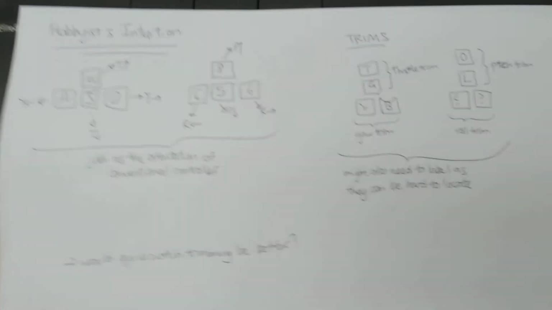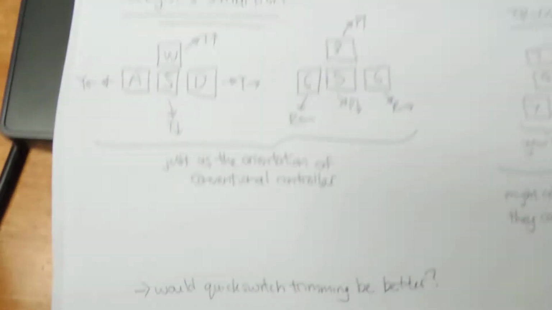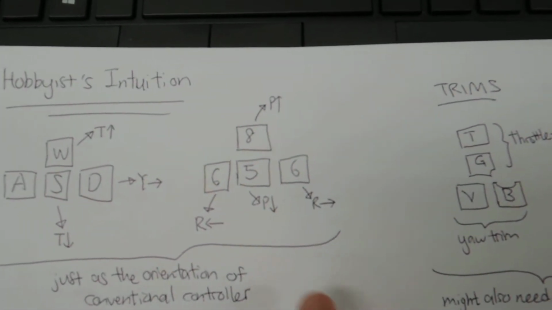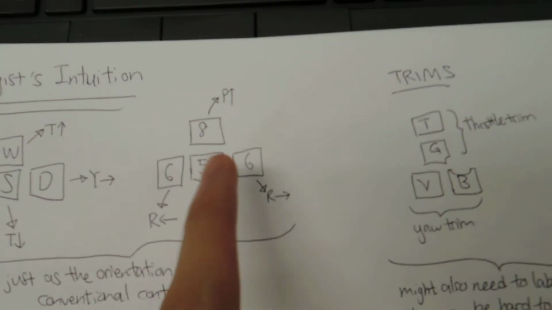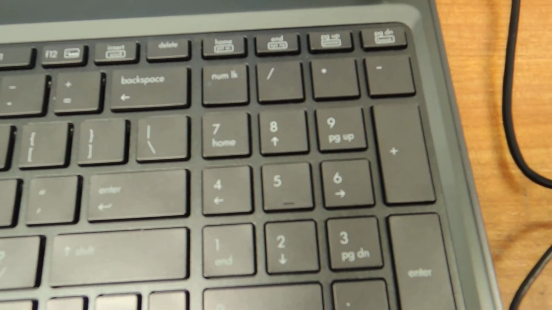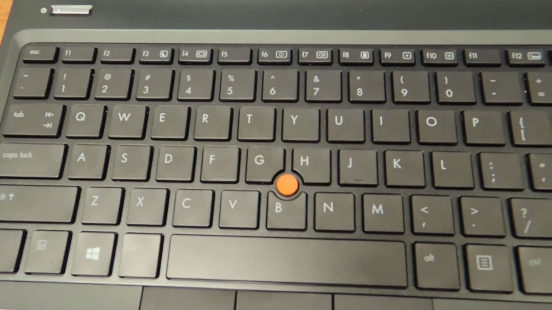So what we did over here is that we have WSAD on the left, and another group of flight controls over here, 8, 5, 4 and 6 on the numpad on the right, and the trim likewise will be in the middle over here.